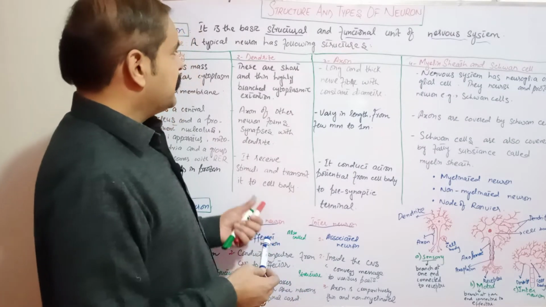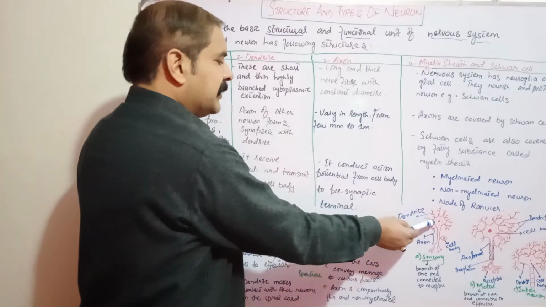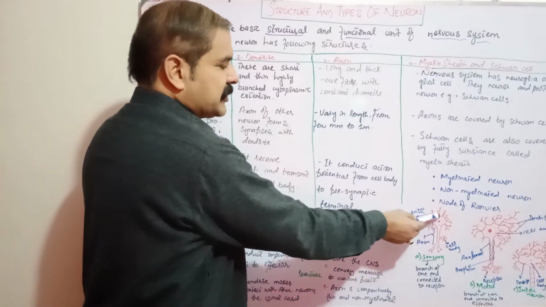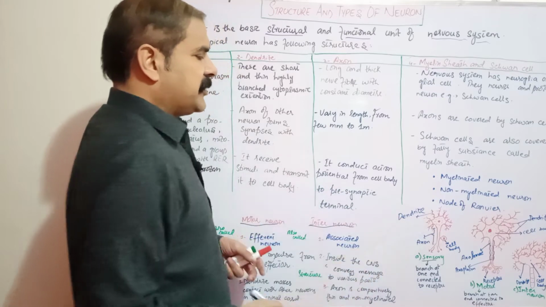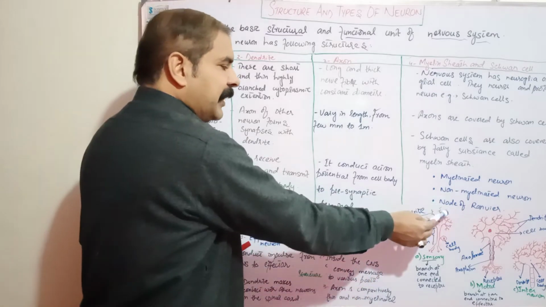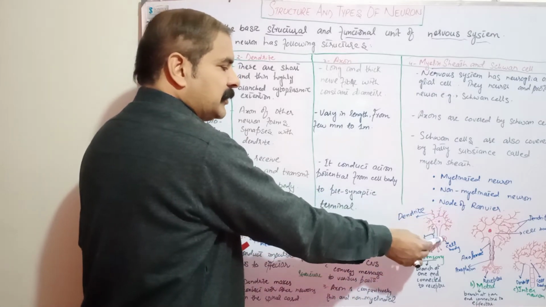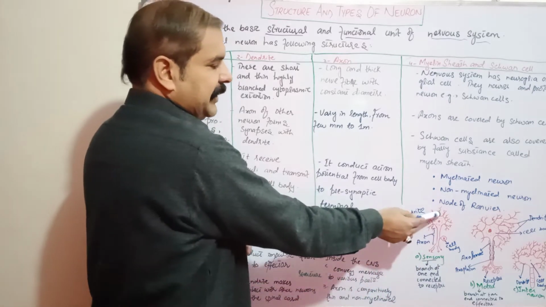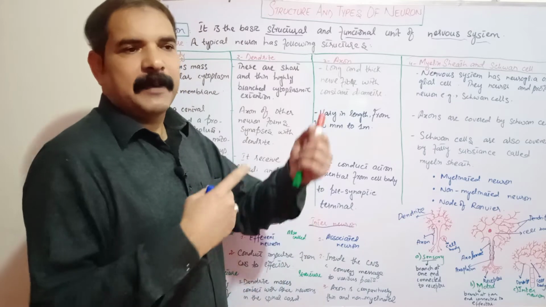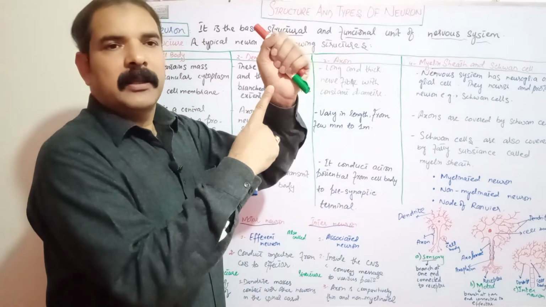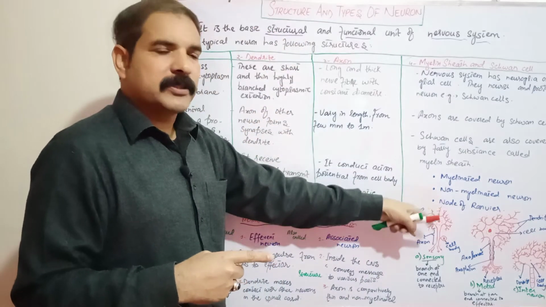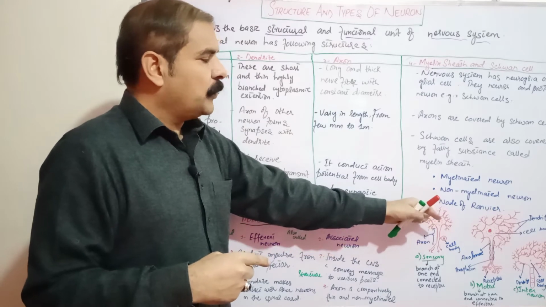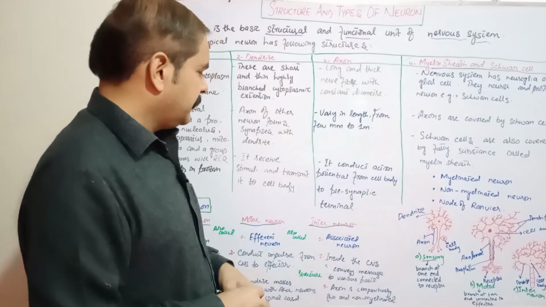So the second part is the dendrites. These are the cytoplasmic extensions. These cytoplasmic extensions receive stimuli and they conduct stimuli toward the axon. And these dendrites also form a synapse, a connection between the two neurons. They may form a synapse with the axon of the other neuron.